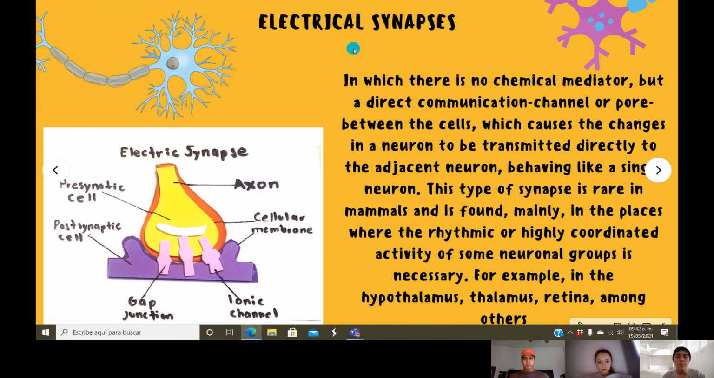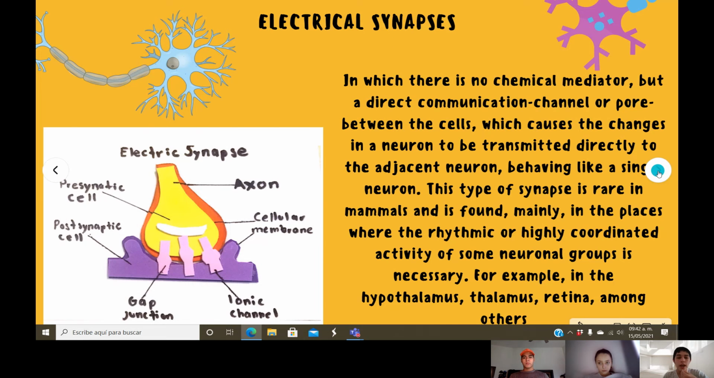Now the second type is electrical synapses, in which there is no chemical mediator, but a direct communication channel or pore between the cells, which causes the change in a neuron to be transmitted directly to the adjacent neuron, behaving like a single neuron. This type of synapse is rare in mammals and is found mainly in places where the rhythmic or highly coordinated activity of some neuronal groups is necessary. For example, in the hypothalamus, thalamus, retina, among others.